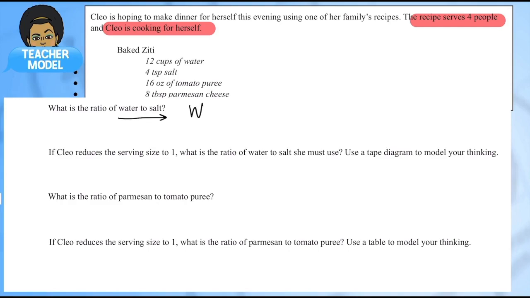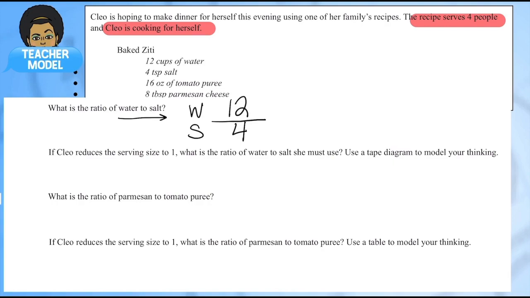So I'm gonna put water over salt. And let's see, so 12 cups of water and 4 teaspoons of salt. So my ratio would be 12 to 4. And just as a reminder, is this a part to part or part to whole? Well, these are 2 different parts of the recipe. So this would be a part to part, and it's okay if it is an improper fraction because I'm not talking about part to whole. So this is not more than one. I have 2 different parts with different quantities.